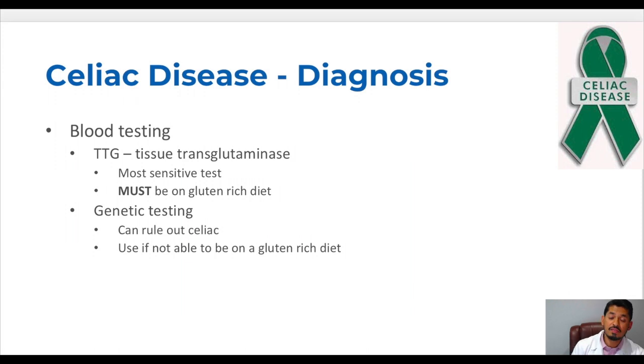Let's say, for example, you have somebody who may have some sort of gluten intolerance, or you don't feel good with gluten, and you want to be on a gluten-free diet, and you don't want to be on that gluten-rich diet to get an accurate TTG test. One thing we can do is genetic testing to see if you have celiac or not, because if it's negative, you have about a 99% chance of not having celiac disease. It's a very good test to rule out celiac. And typically we do this for those patients who are not able to be on a gluten-rich diet or refuse to be on a gluten-rich diet in order for us to check a TTG.